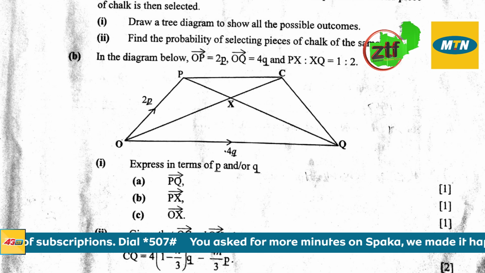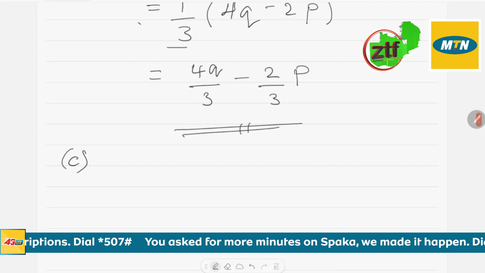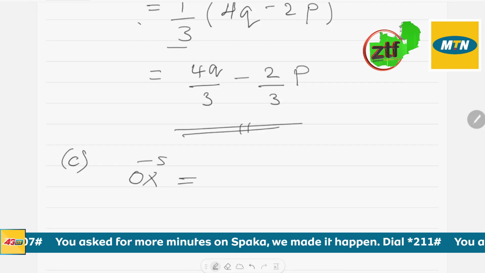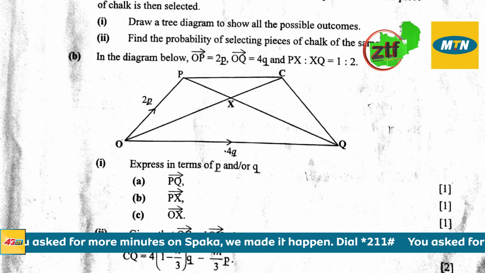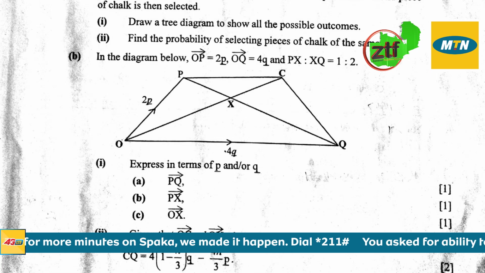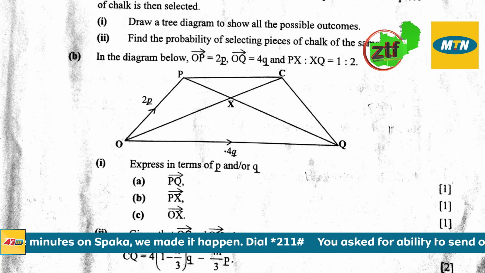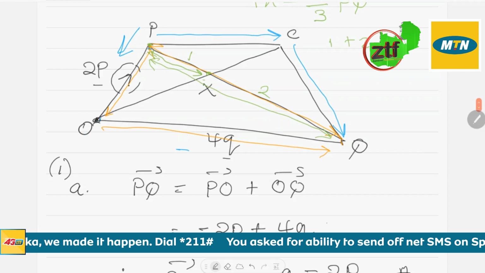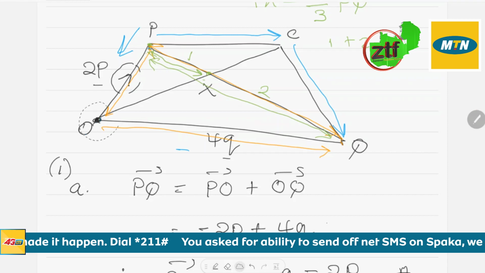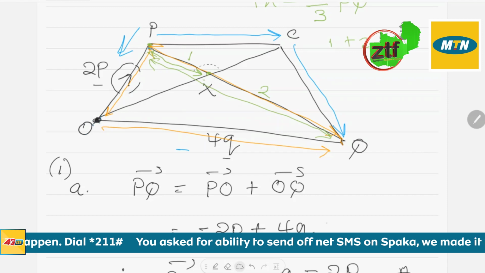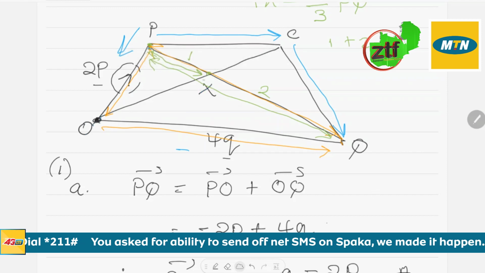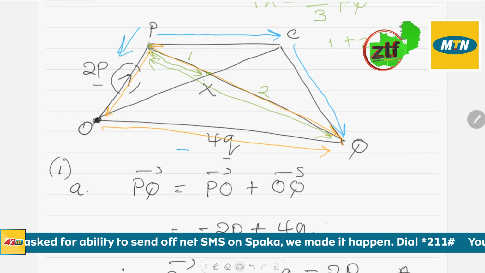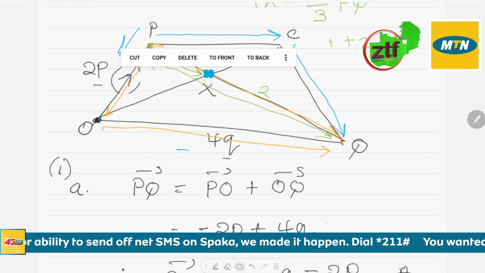All right. So let's find part C, OX. How do you get vector OX? Vector OX is the distance from this point to that point. So I'm moving from O going to X. I can take the path from O to P, then from P to X. Then I'll find myself at X.